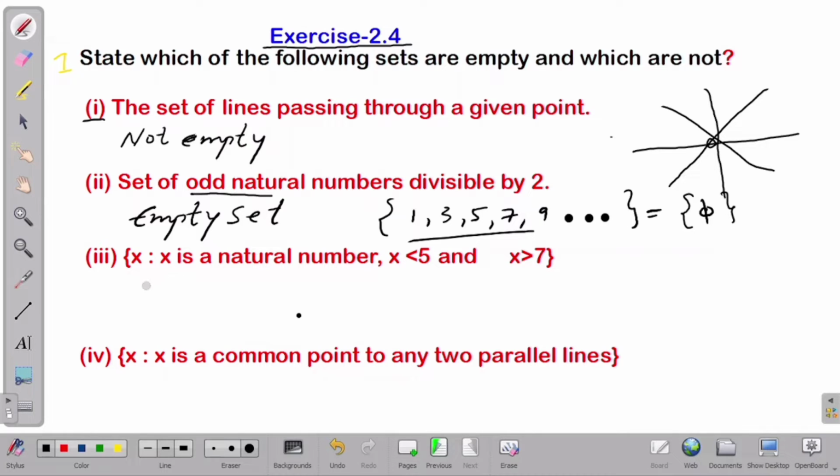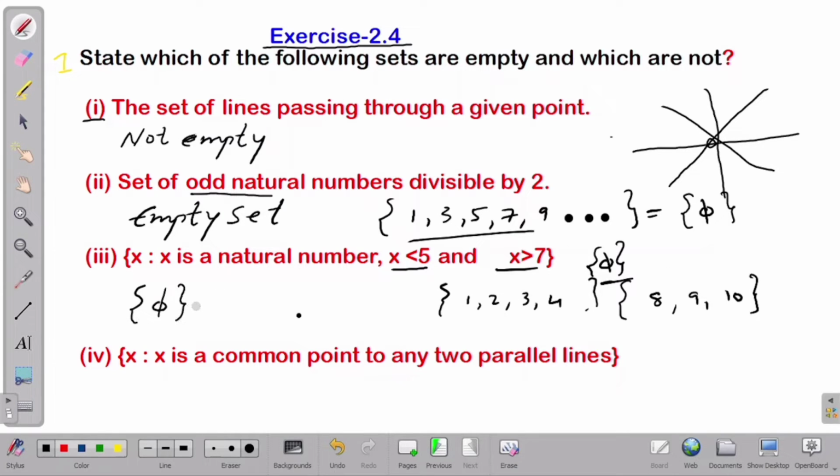Next, x is a natural number, x less than 5 and x greater than 7. Suppose I am writing here x less than 5: that means 1, 2, 3, 4. And x greater than 7 means 8, 9, 10. Is there any element present in both? No element is present in between these. So we can say this is an empty set.